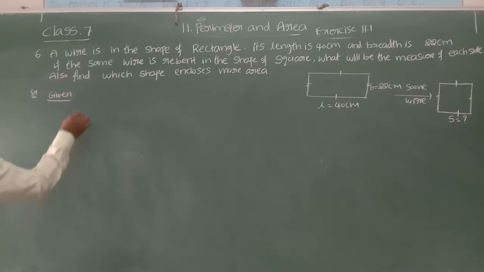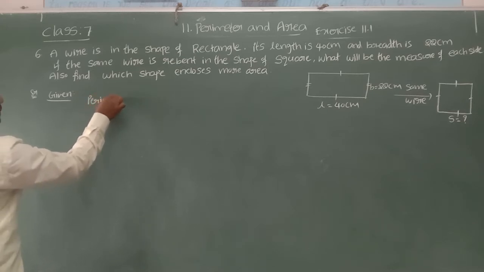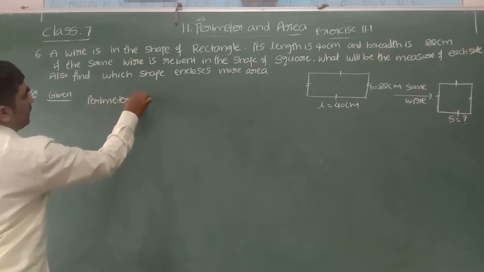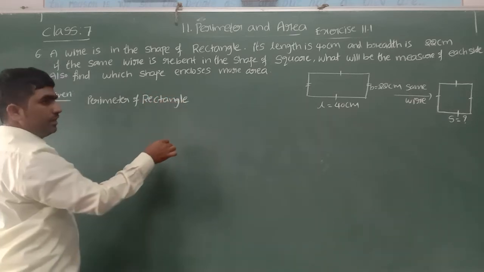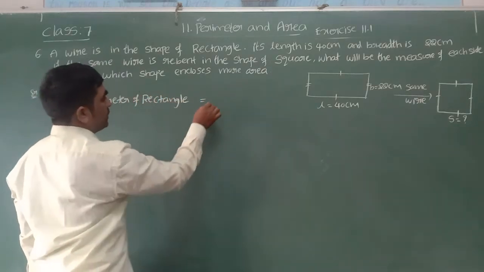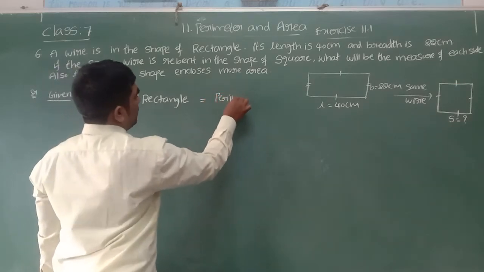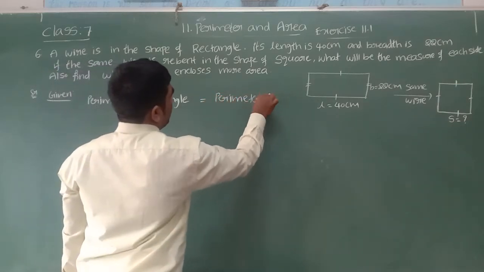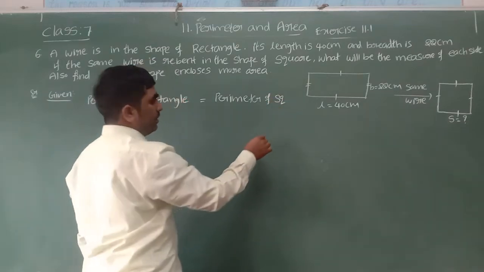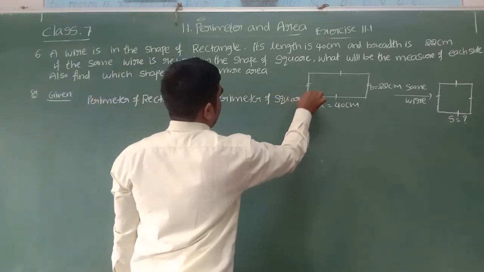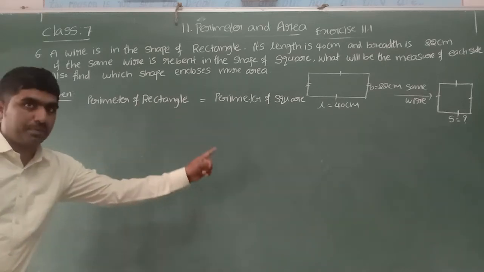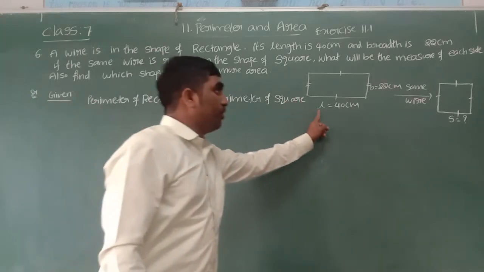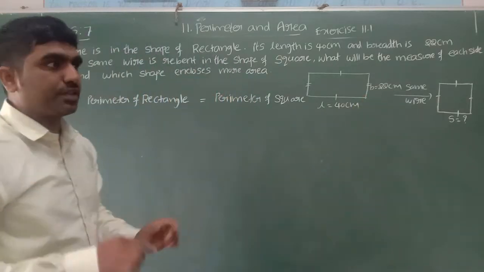So what is given over here? The perimeter of a rectangle, the total length of the boundary of the rectangle, is equal to the total length of the boundary of the square. We can write here perimeter of a square. Perimeter of rectangle is equal to perimeter of a square. Both the figures have the same perimeter, the reason being that for both the figures they took the same length of wire.